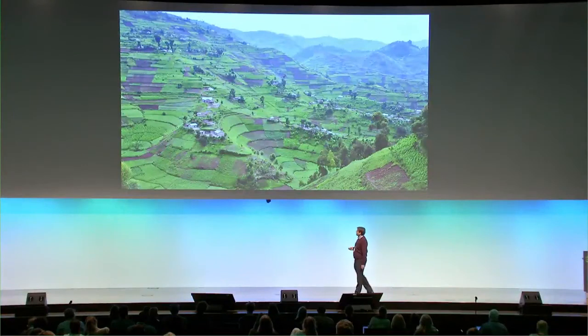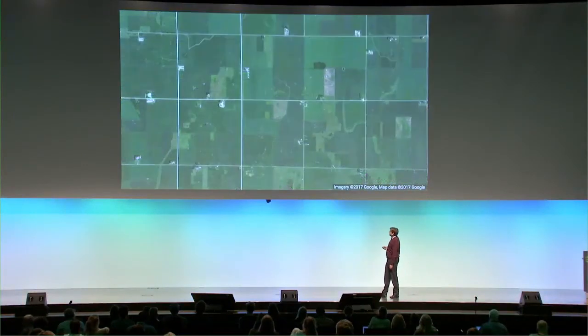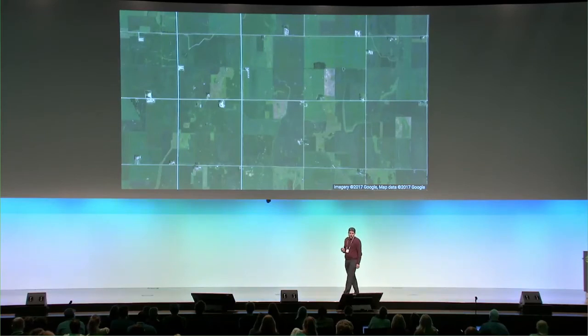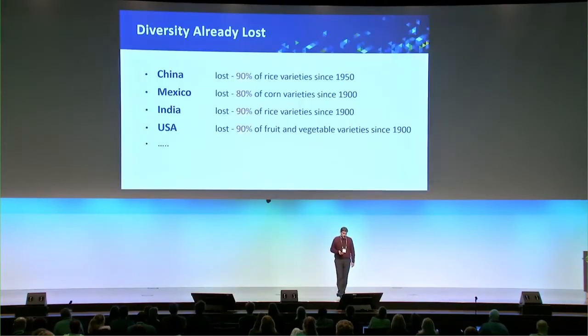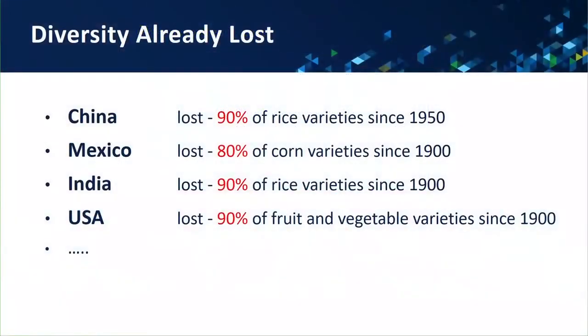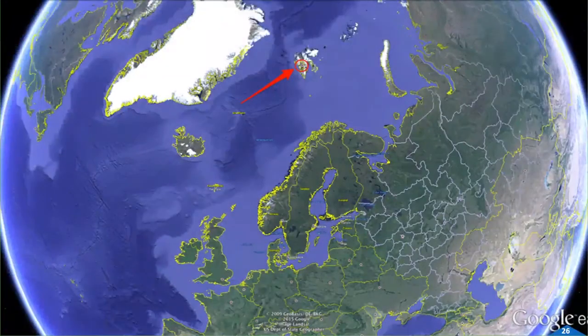If you think about the rich landscape that I showed you as an introduction, unfortunately, more and more what we're seeing are landscapes like this. Landscapes that are much more homogenized, landscapes that are much less diverse, and landscapes that also harbor much less crop diversity. Here are another few numbers to just show you the scale of the issue. In China, we think we've lost about 90% of rice varieties since the 50s. In Mexico, about 80% of the corn varieties since the early 1900s.